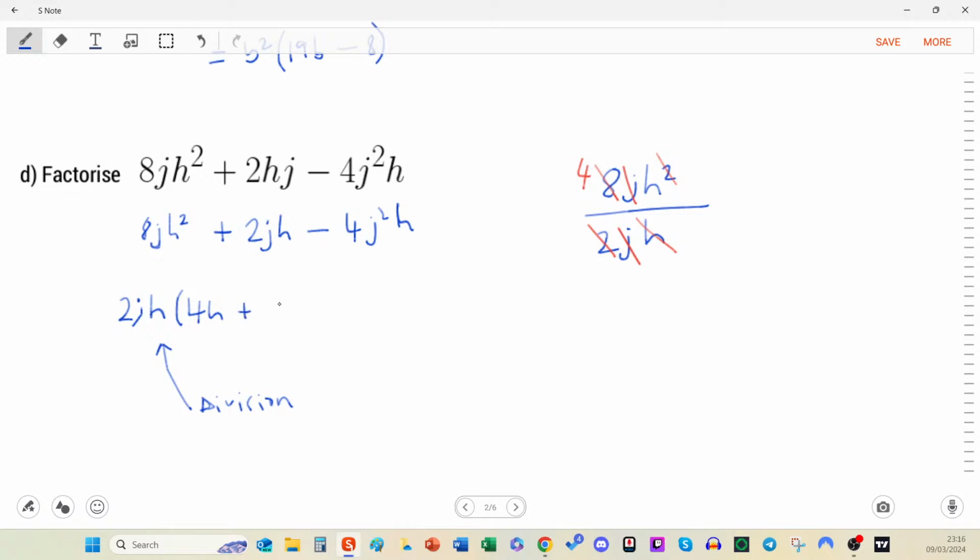Plus 1, 2JH divided by 2JH is 1. That's like a confirmation, if anything else. And then divided here, so we've got 2. We need another J. H is sorted.